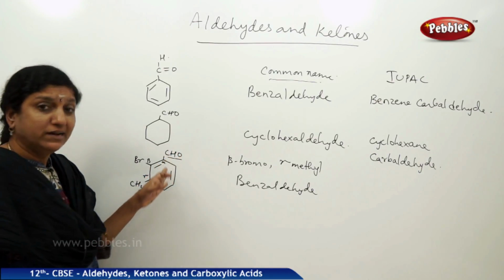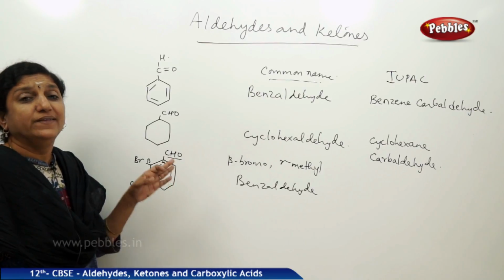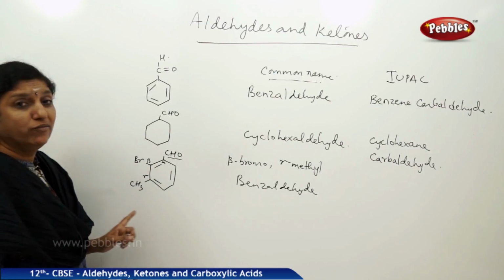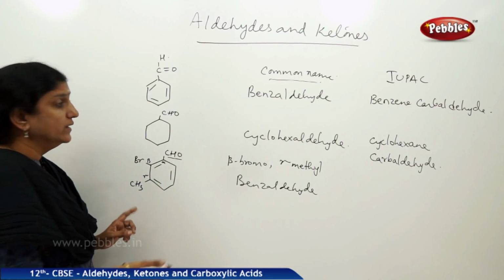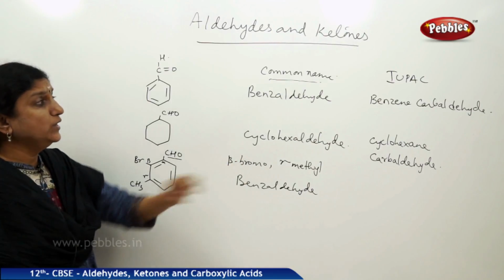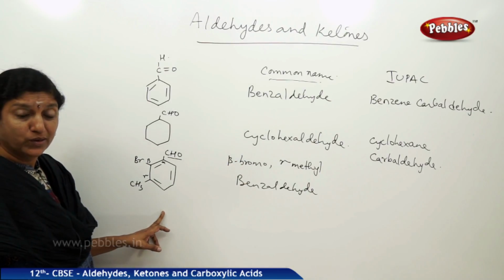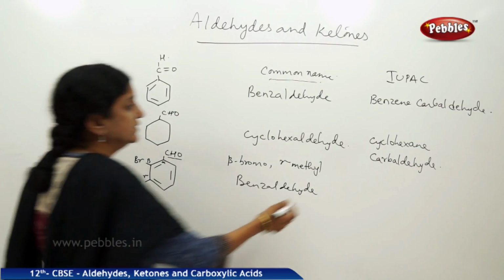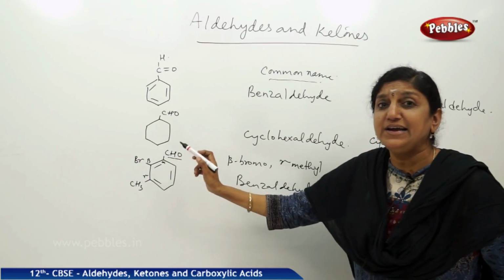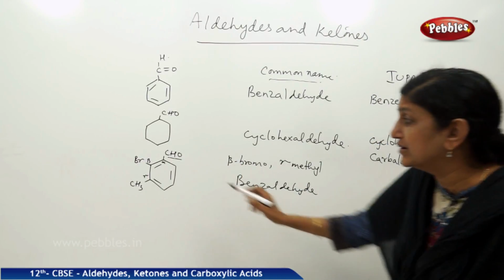And the carbon directly attached to the aldehyde group, that ring position is taken as 1. So you have to take the least numbering possible as dictated by the rules of IUPAC system. So the IUPAC name of this particular compound, I am sure you can guess, is, what would it be? It is benzene. You can call this as benzaldehyde even in the IUPAC system.